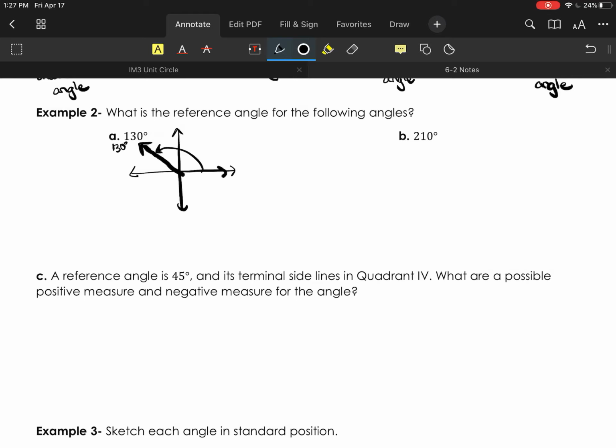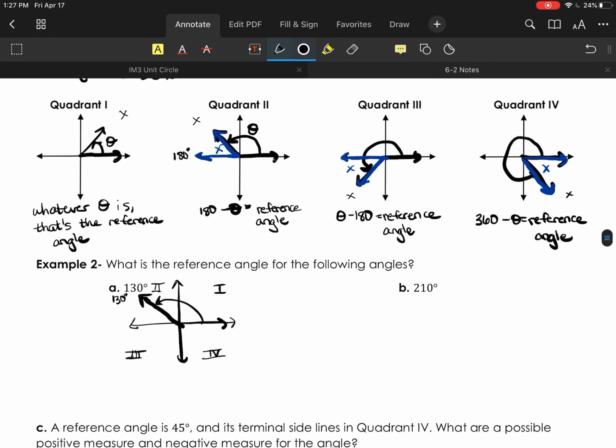So that's 130 degrees. You now have an angle that's in the second quadrant, because again, this is quadrant 1, this is quadrant 2, this is quadrant 3, and this is quadrant 4, is usually how we refer to them. Quadrant 2, I go back up here, quadrant 2 says 180 minus theta equals the reference angle. So 180 minus my angle, which is 130, gives me 50 degrees. So this angle right here, my reference angle, is 50 degrees. That would then be my answer. That's all you got to do on that.